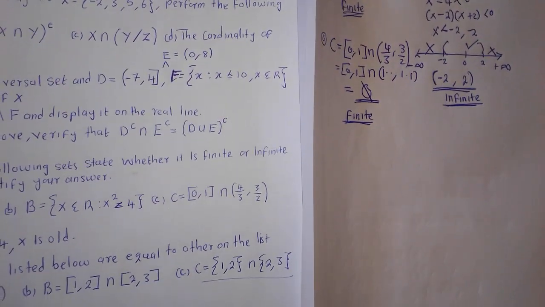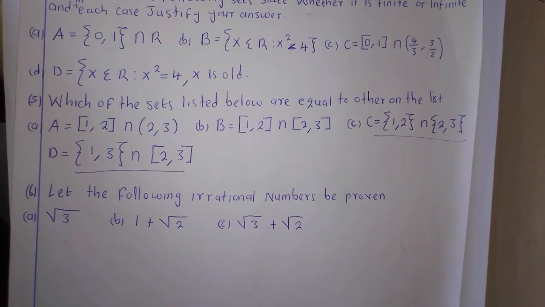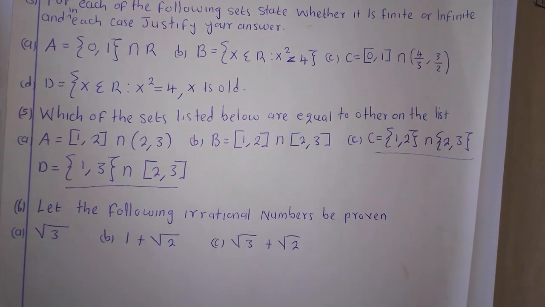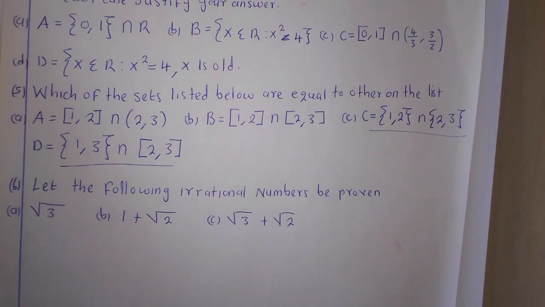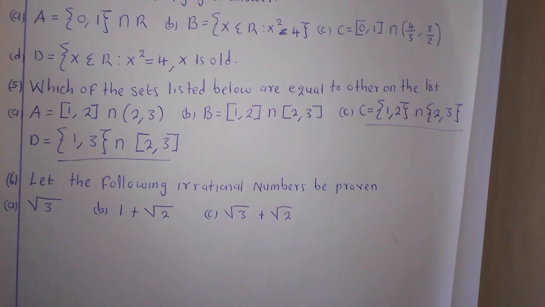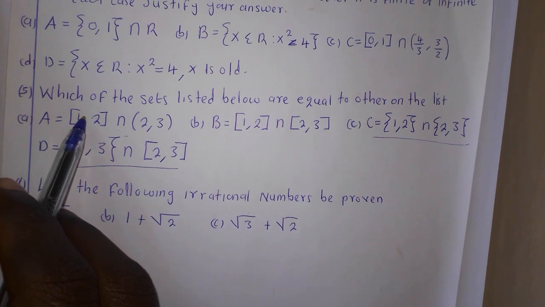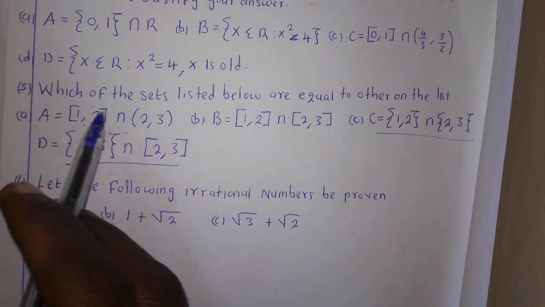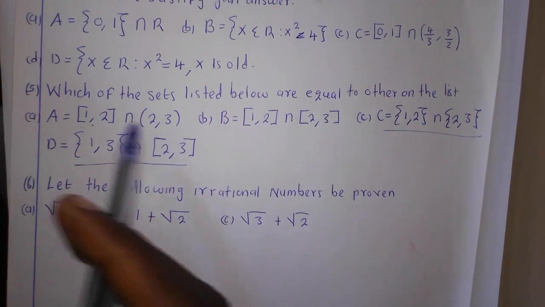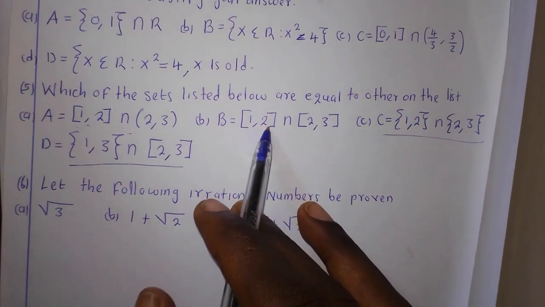So you can do the rest and do the others. Get to 5. Now for 5, I won't be able to solve this because it's very simple. They're saying which of the sets listed below are equal to each other. Remember, equal sets are said to be equal because they have the same elements. These cannot be equal, okay? Because we might have some numbers here, we may also have some numbers in here. But 2 is not included. In here, 2 is included. Therefore, these are not intersecting anywhere. So this is an empty set.